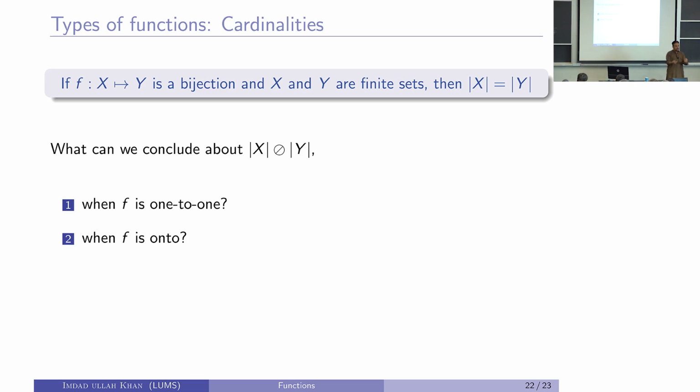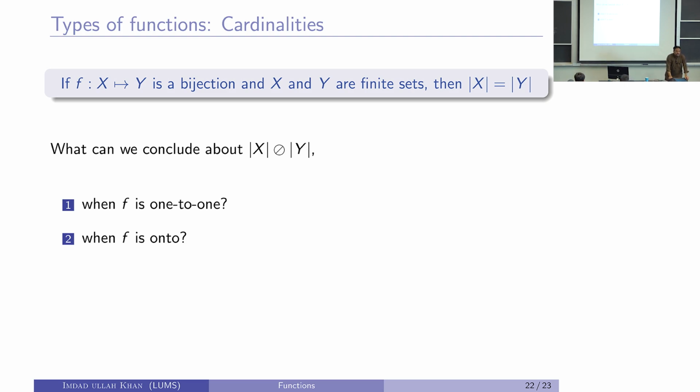So when a function is 1 to 1, we would say that the cardinality of Y must be greater than or equal to the cardinality of X. If you have fewer rooms and more students, some pair must be sharing a room.